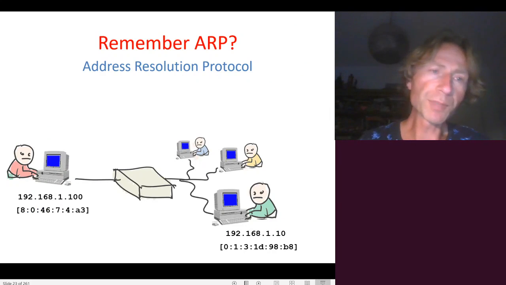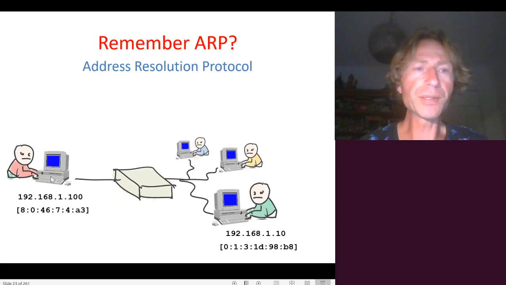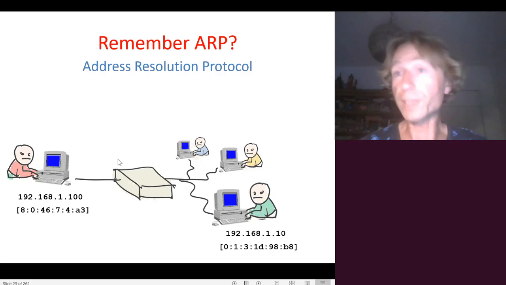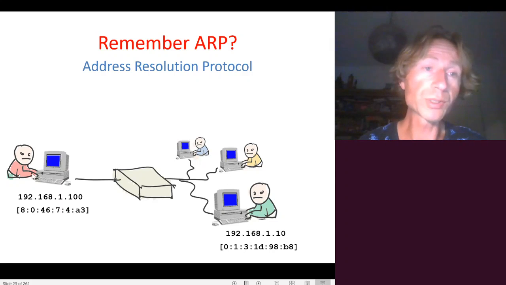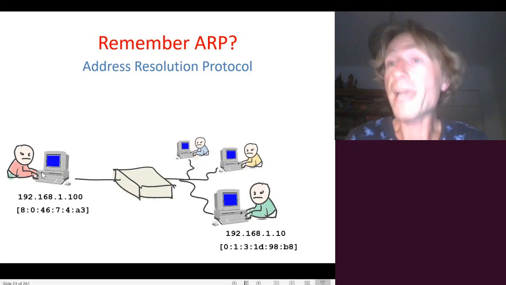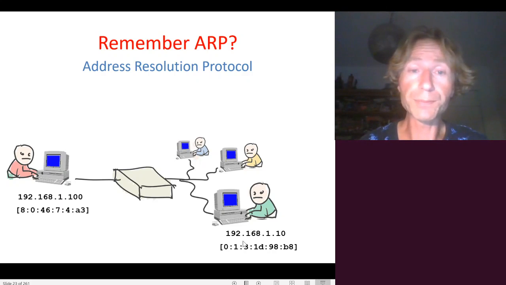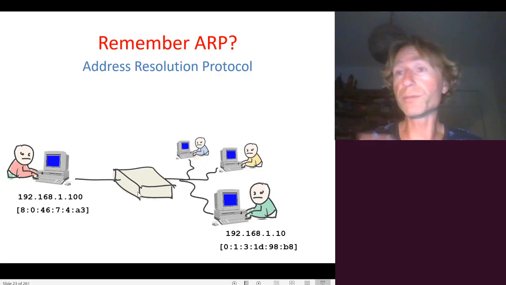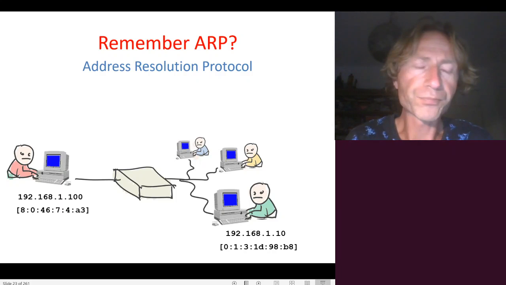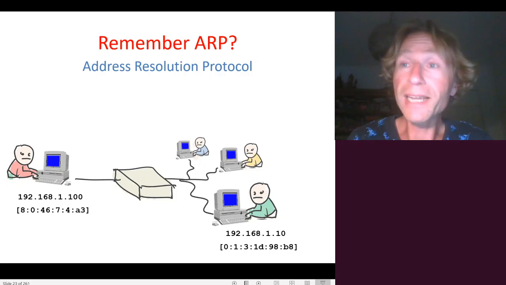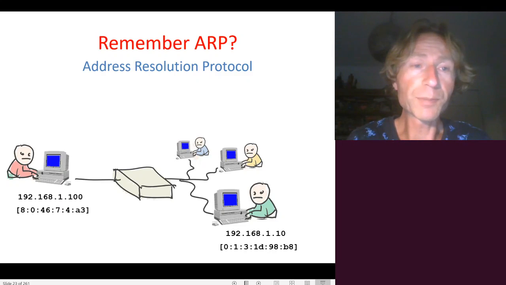We need address resolution because we may have a host here that wants to send a message to an IP address 192.168.1.10. Okay, they're all connected to the same switch, so it's all the same network segment. But this host does not know the MAC address of this particular host here. It only knows the IP address, right? This is at the higher level protocols. This is how we communicate. So how does it obtain the MAC address for this particular destination host?